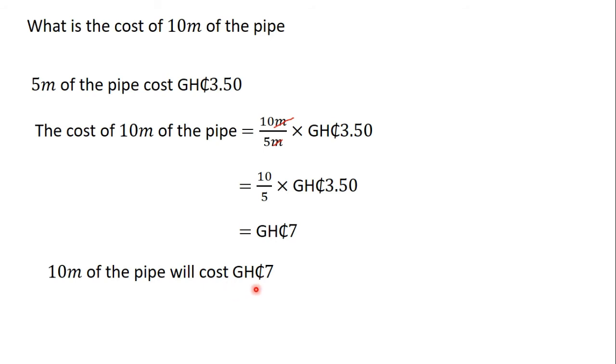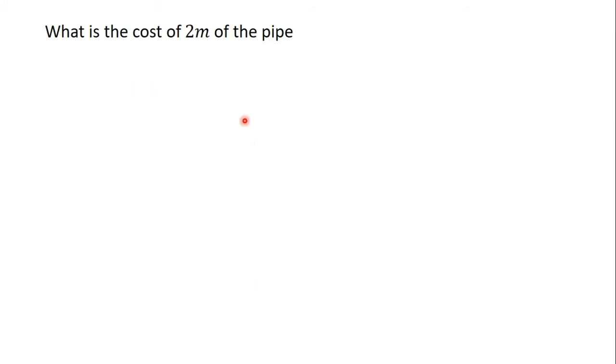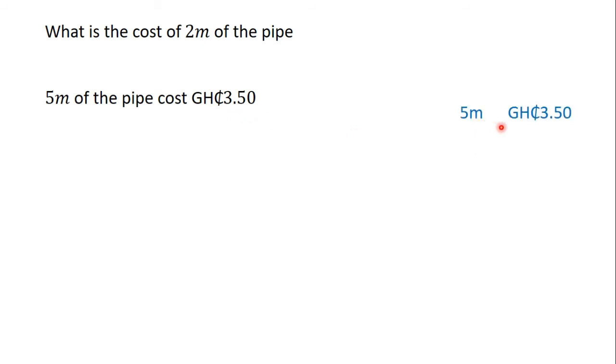Let's look at the second part of the question. We are going to find the cost of 2 meters of the pipe. From the question, we know that the rate is 5 meters of the pipe cost 3 Ghana cedis, 50 pesos. We want to find the cost of 2 meters. Now we have changed the length from 5 meters to 2 meters, so the cost is also going to change. We want to find the new cost.